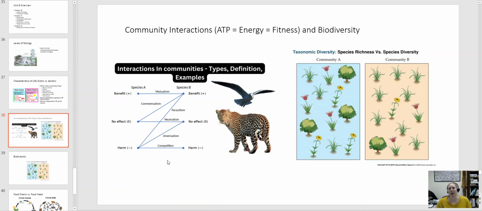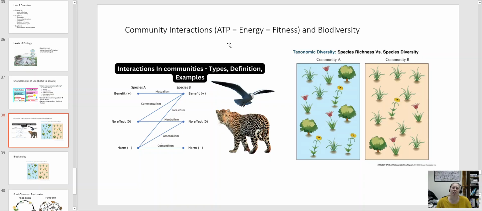parasitism, predation, and herbivory are all consumption, which is a plus minus, and that's going to reduce future fitness. Remember, these pluses and minuses are in terms of energy, which is in terms of then fitness and usually in future fitness. Commensalism is a plus zero, where one individual benefits and the other one is not affected.